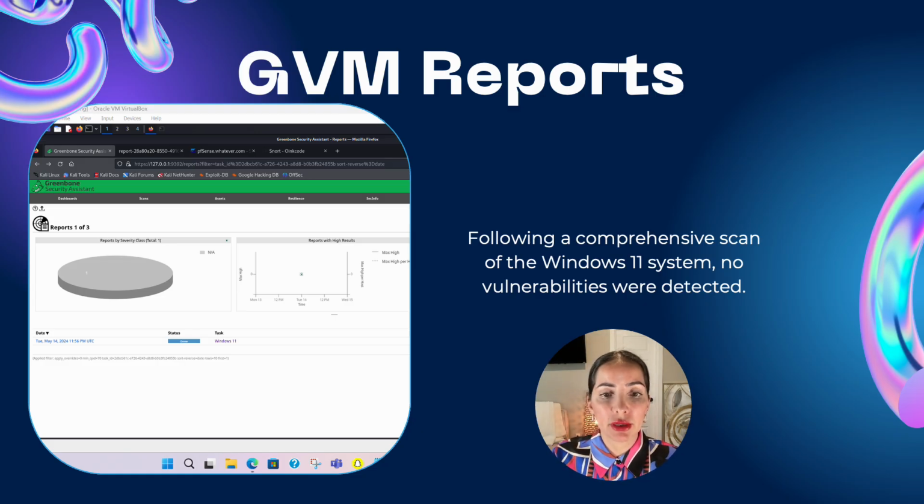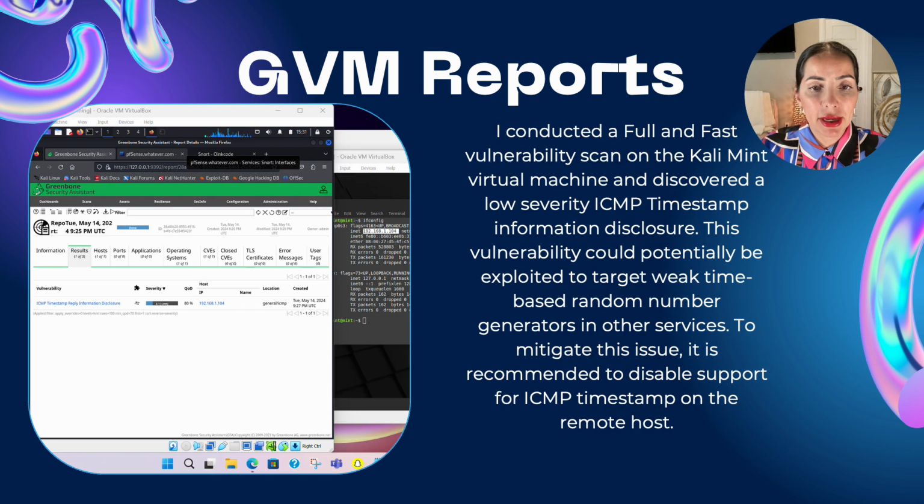We have our GVM report, and this one I ended up scanning Windows 11 and there were no vulnerabilities detected. On my next report, I ended up scanning my new machine, so I did a full and fast vulnerability scan of the Kali Mint machine that I selected and discovered a low severity ICMP timestamp information disclosure. This vulnerability could potentially be exploited to target weak time-based random number generators in other services. To mitigate this issue, it is recommended to disable support for the ICMP timestamp on the remote host.